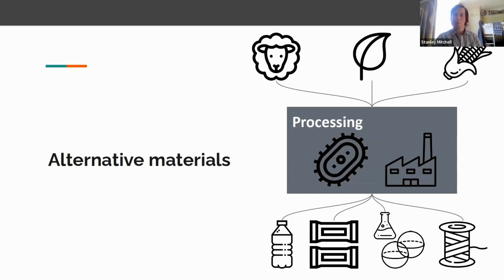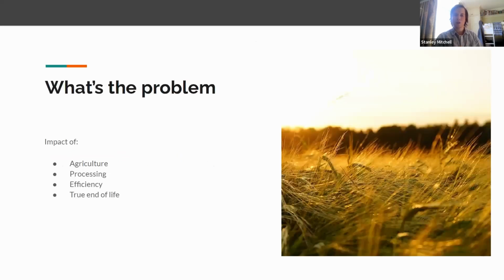And this is a very complex landscape, but there are some quite common problems that have come up over the past 15 or 20 years of development. And those are around the impacts of agriculture. So if we're using biological materials, we have created an environmental impact in farming and harvesting that crop or raising that animal. There's the processing.